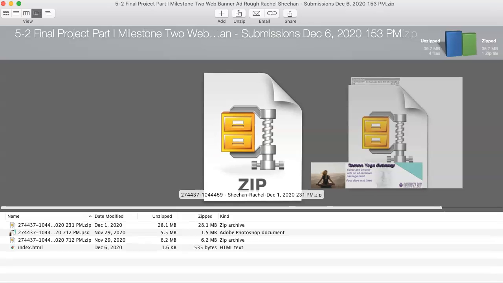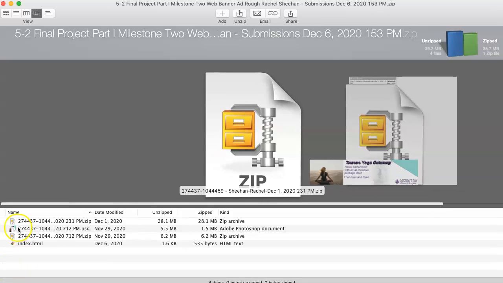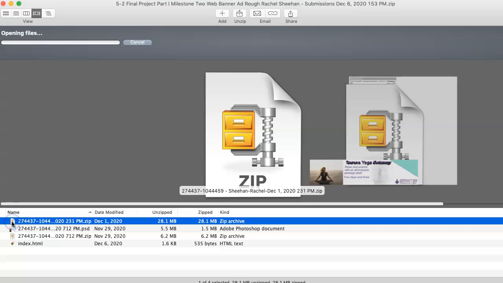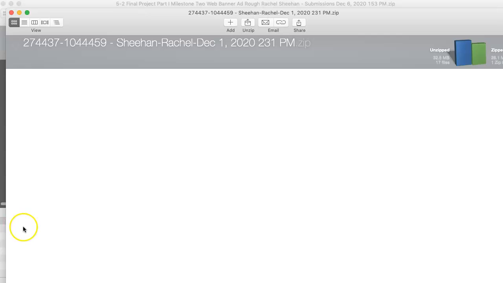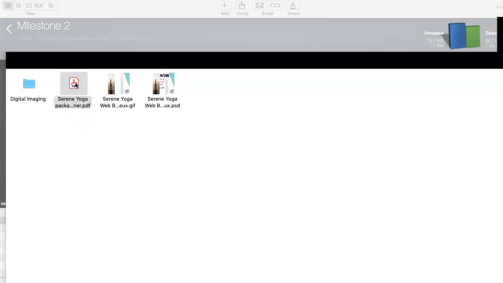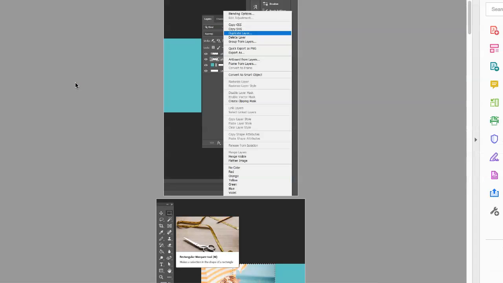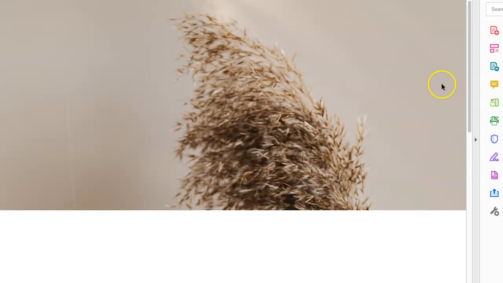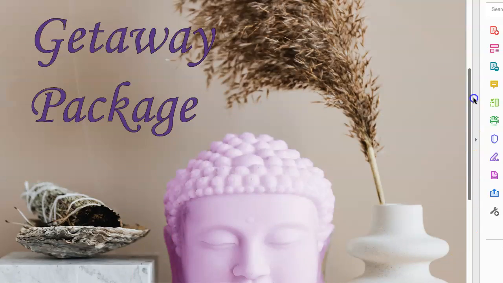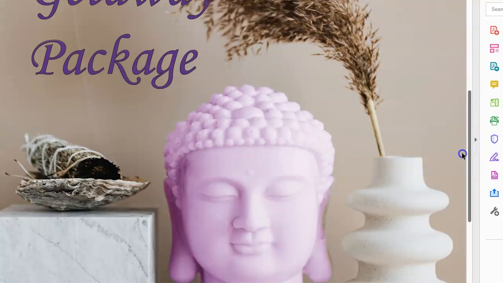Rachel, here's what I'm getting for your final. I see 2 zip files. One is presumably the ingredients for the print ad, and the other is probably the ingredients for the web banner ad. Okay, well here's the web banner ad. That's the one that I'm most interested in looking at. And I'm going to assume that this PDF is a record of, or a documentation of your process. Oh no, okay, that's a PDF of the print ad.